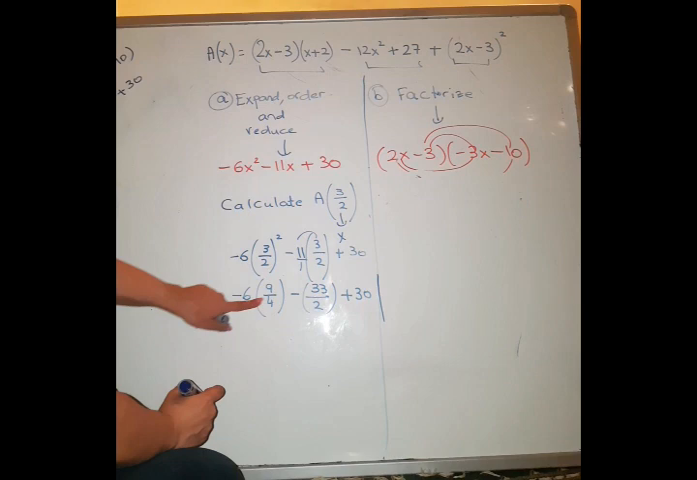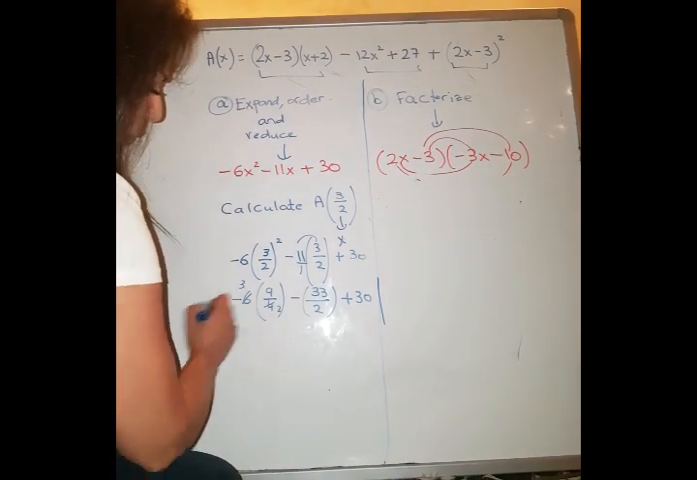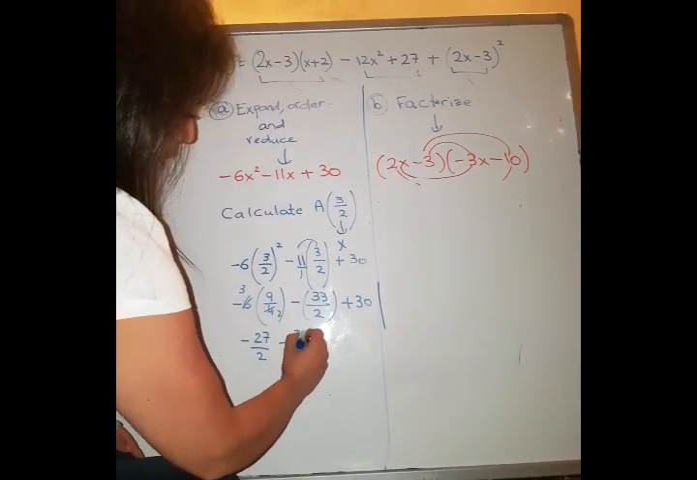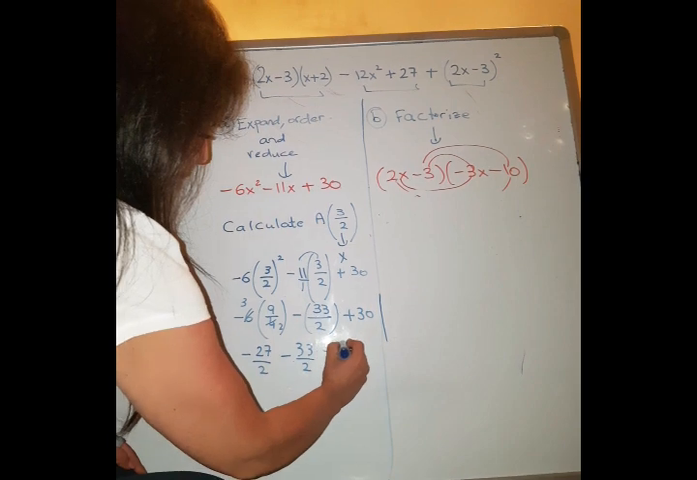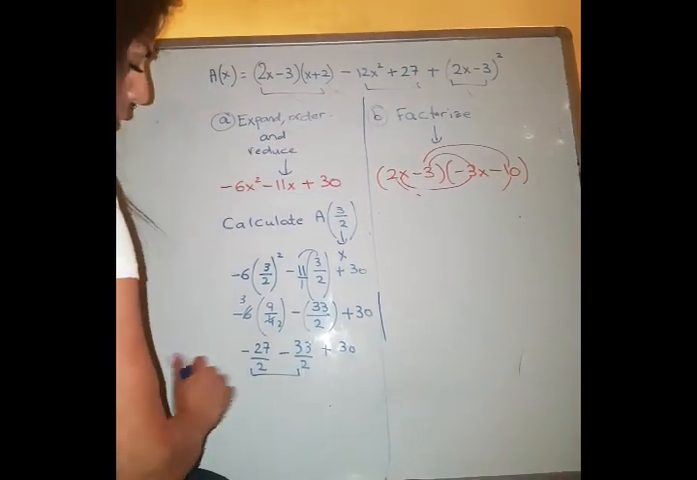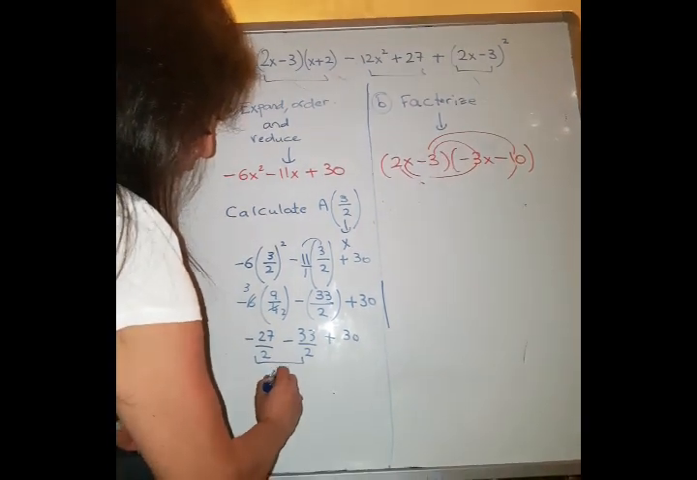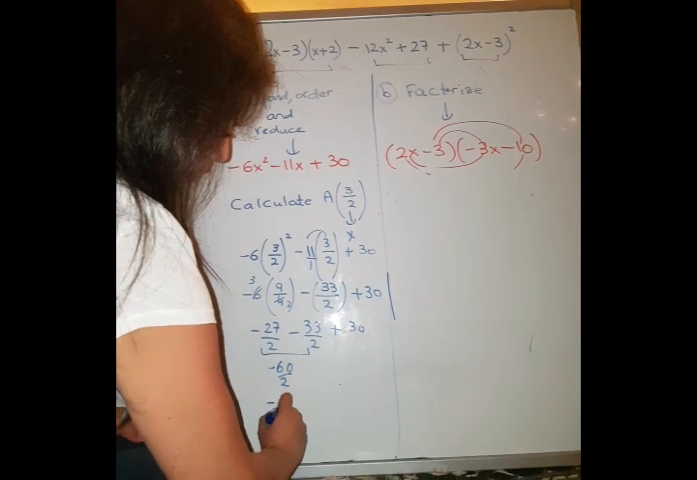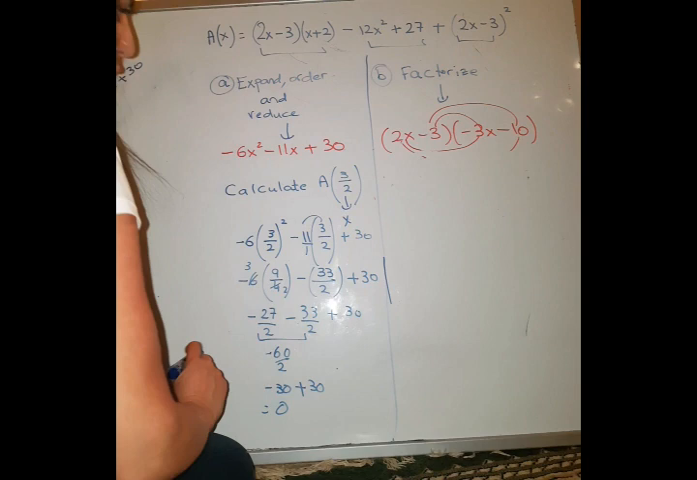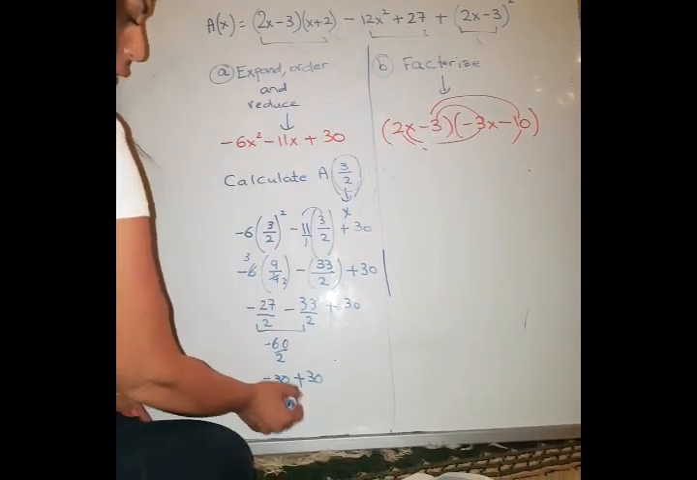Now what do I do? Again, I can multiply this. This is divide. I can simplify, which is negative 27 over 2 minus 33 over 2 plus 30. I first simplify my fractions, which are like denominators. Negative 27 and a negative 33 is a negative 60 over 2, which is a negative 30. Now negative 30 plus 30 is a 0. So whenever x is 3 over 2, the full expression is equal to 0.